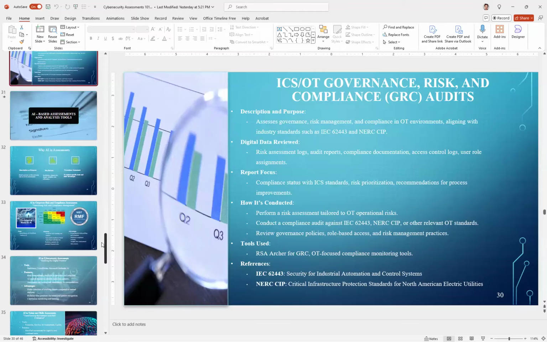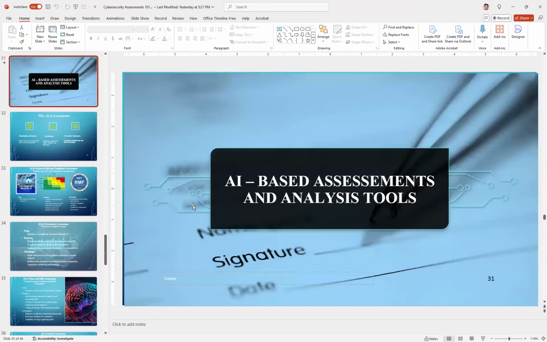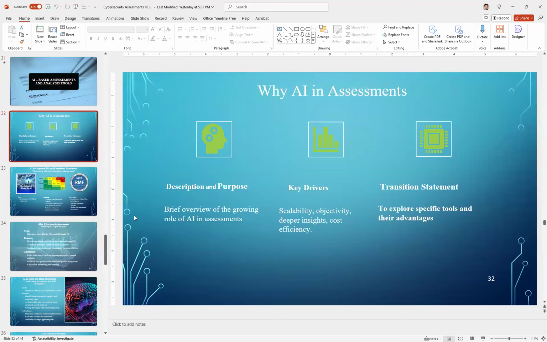Moving on to the next section, we have AI-based assessment and analysis tools. And the format changes a little bit now. We're looking at why AI in assessments. This gives us a brief overview of the growing role of AI in assessments.